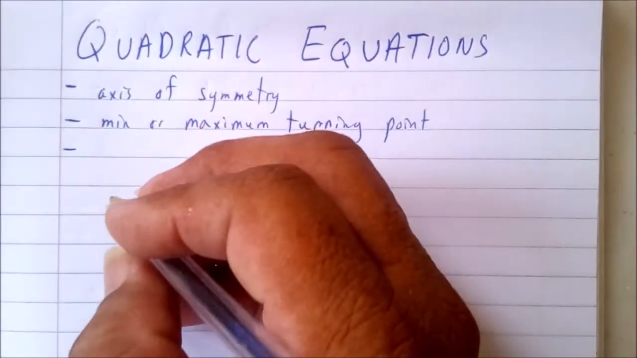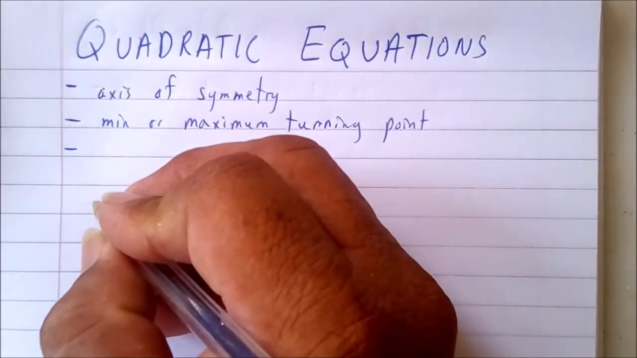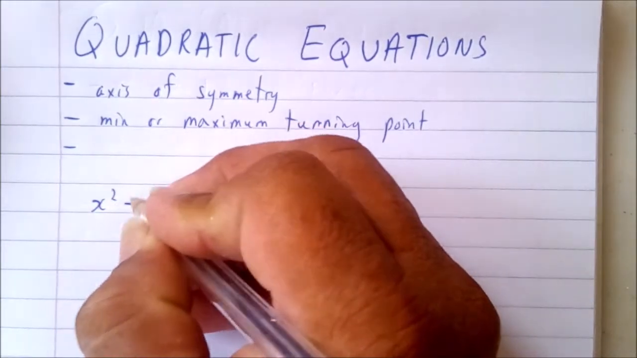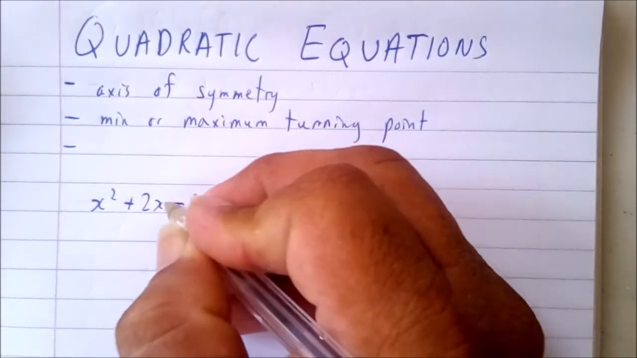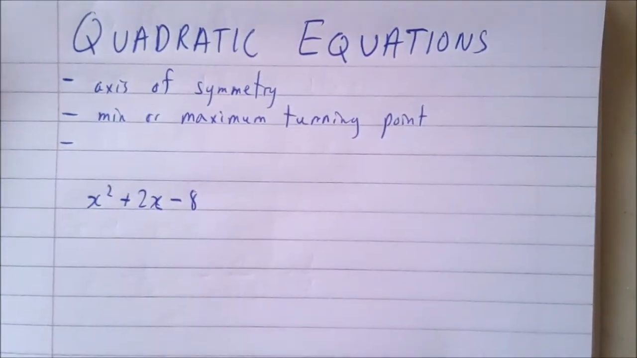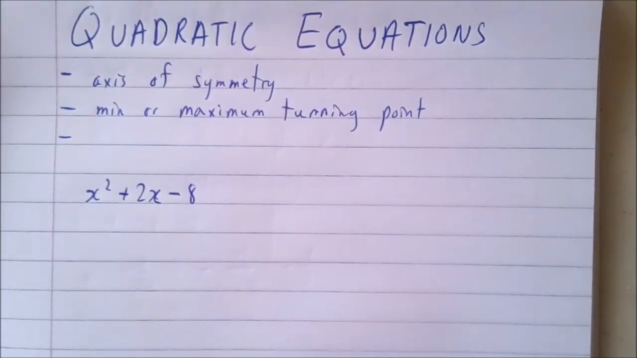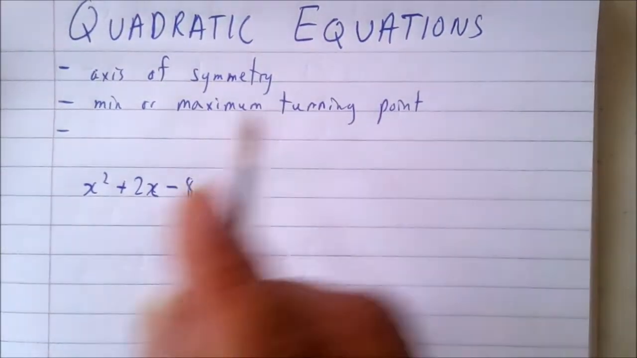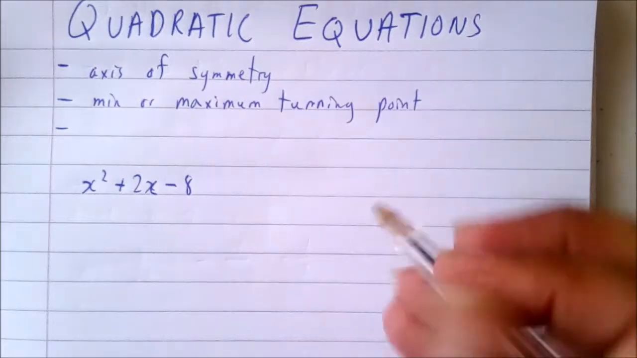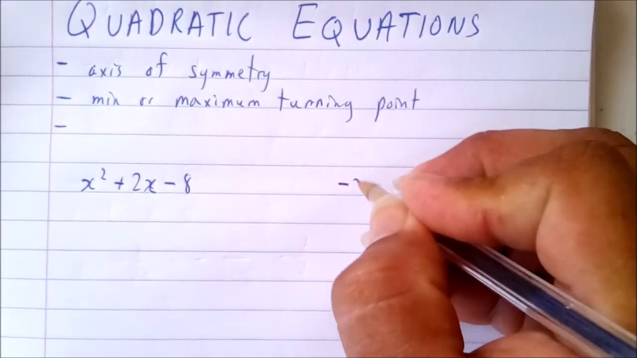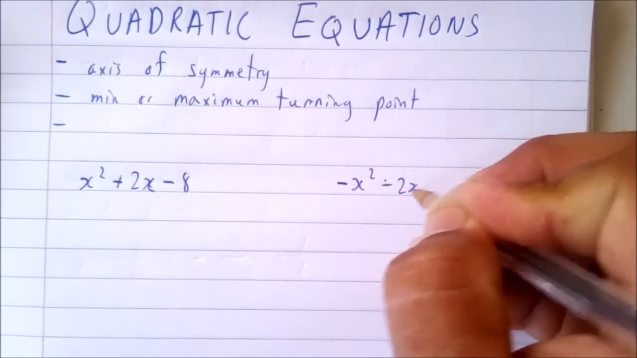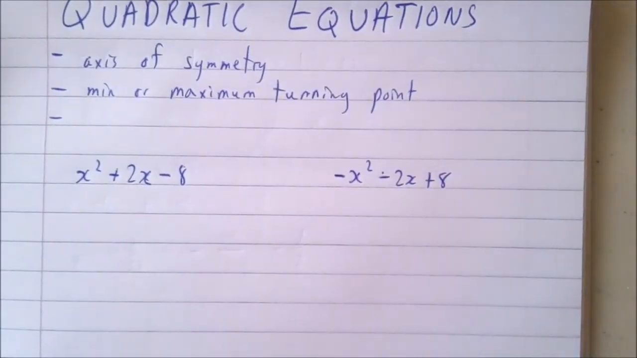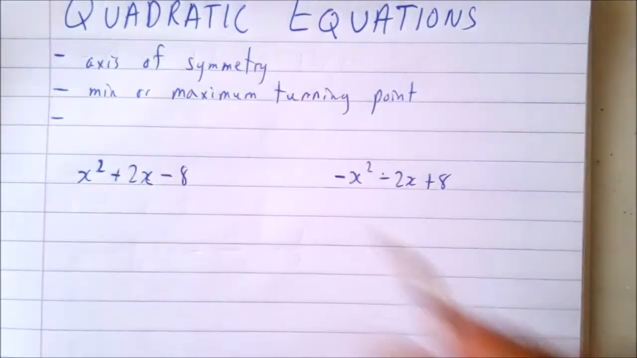So if we get an equation as follows, say for example, you have an equation that says x squared plus 2x minus 8. That is a quadratic equation. Okay, we call it a polynomial, but it's still a quadratic equation. And let's say the same kind of equation, let's say it looks like negative x squared negative 2x plus 8. Is that a quadratic equation? Yes, it is.